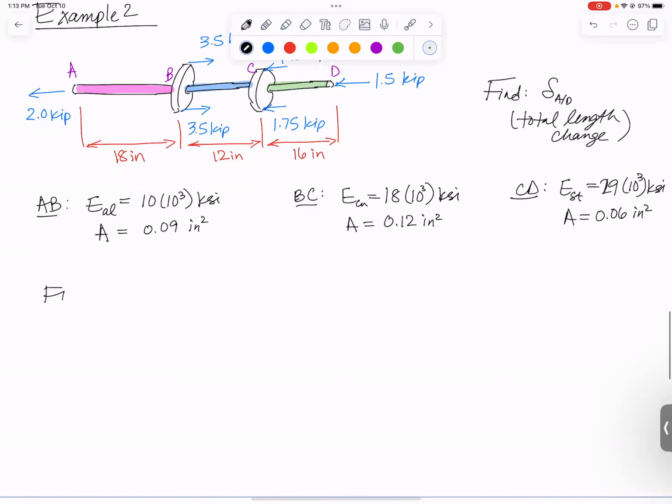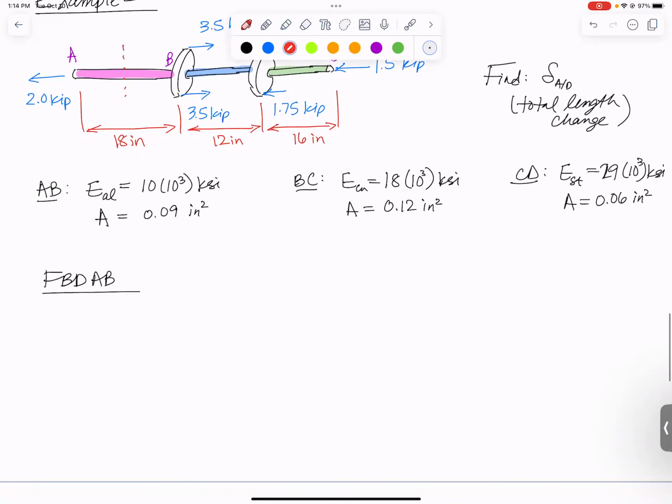So let's do a free body diagram of AB. I'm cutting it in between A and B. So it's a free body diagram to find the internal force in member AB, to be specific. So I'm going to cut it where I did that red dashed line, and I'm going to keep everything to the left because that looks pretty simple. And the only thing acting on it is that 2 kip force to the left. At my cut, I typically want to draw all of the possible unknowns. So a normal force, a shear force, and a bending moment.